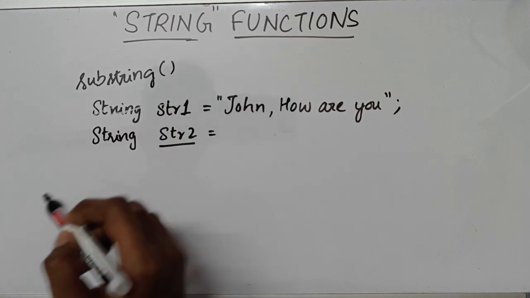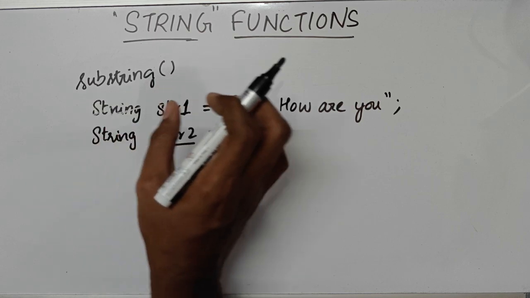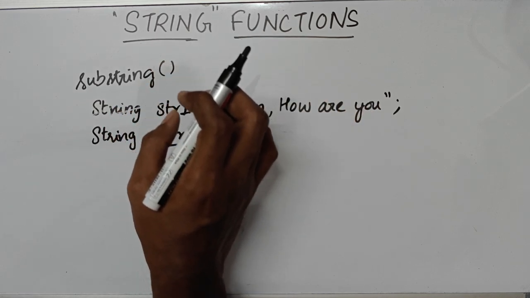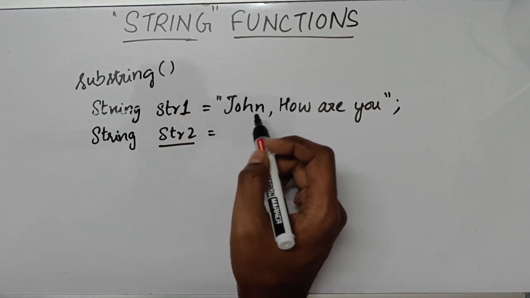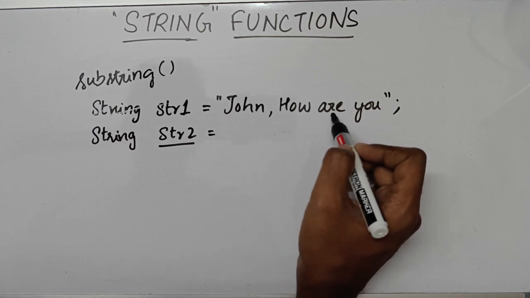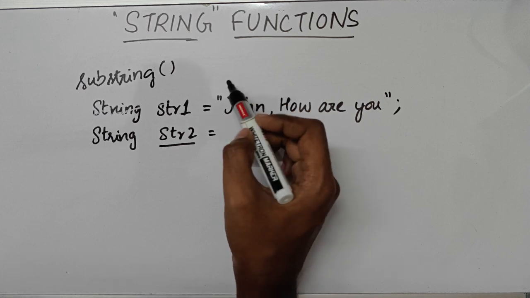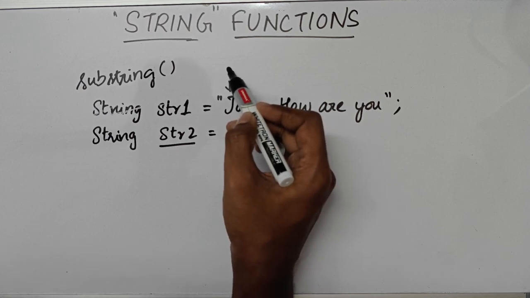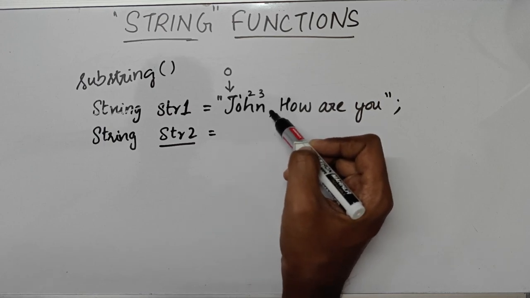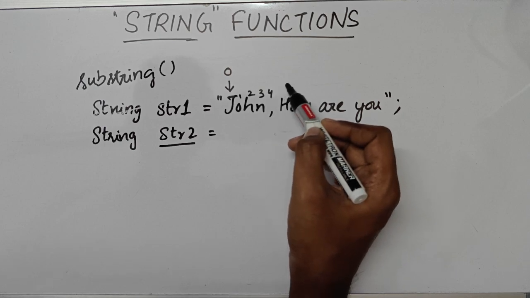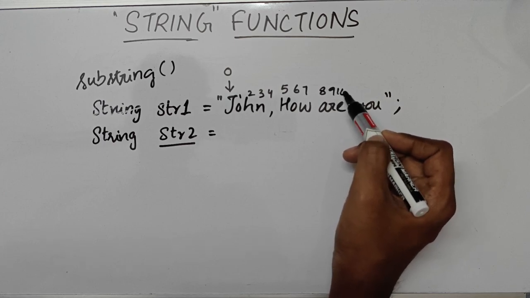So if you print str2, it is going to give you output hello John. Okay, now substring. So let's say we have a string called John, how are you, and then we are going to take a part of this string and make it into a substring, and we are going to use this function. Let's say I want just these two words, how are. So by index, you know the first letter is index number 0, this is index number 1, this is 2, 3, this comma will be 4, 5, 6, 7, 8, 9, 10.